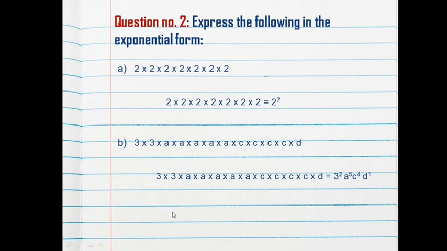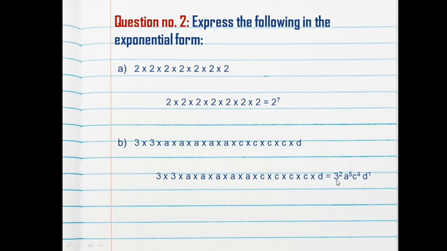Then after that, A is given, how many times multiplied? 1, 2, 3, 4, 5. That's why we will write A as the base and 5 as the exponent, as A is multiplied with itself 5 times. Then C into C into C into C. C is multiplied 4 times. That's why we have written here C raised to the power 4. And D is given only 1 time. So we will write D raised to the power 1.